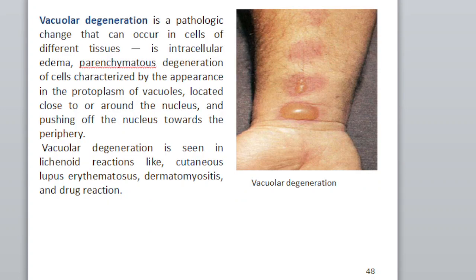Vacuolar degeneration is a pathologic change that can occur in cells of different tissues. It is intracellular edema, parenchymatous degeneration of cells characterized by the appearance in the protoplasm of vacuoles located close to or around the nucleus, and pushing the nucleus towards the periphery. Vacuolar degeneration is seen in lichenoid reactions like cutaneous lupus erythematosus, dermatomyositis, and drug reaction.